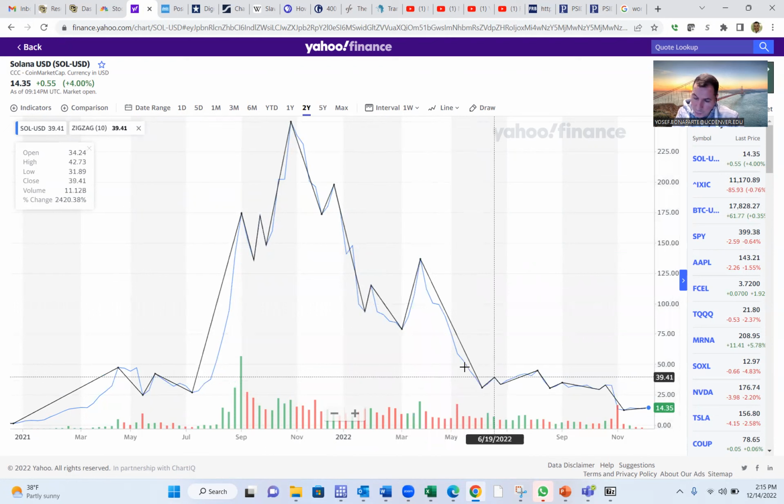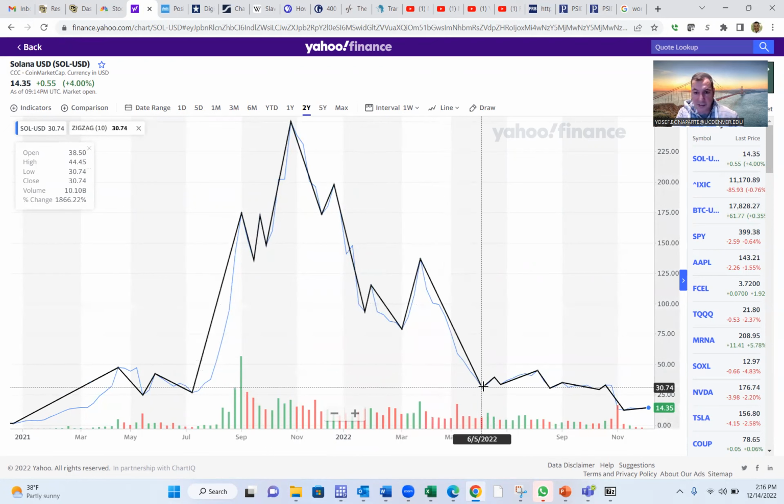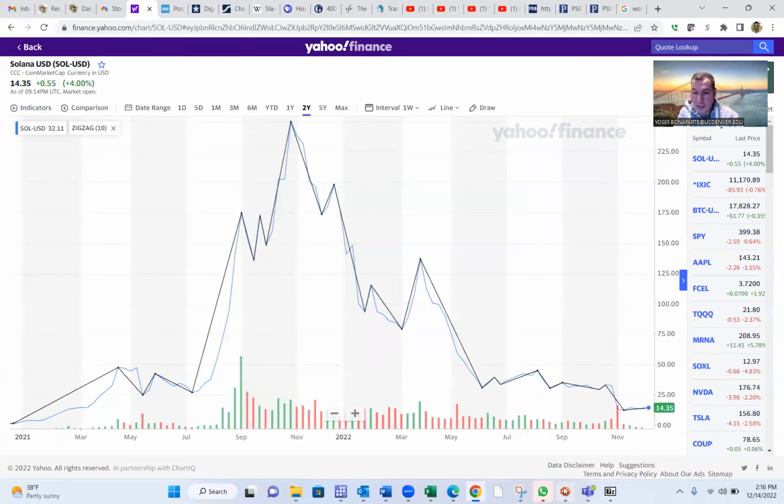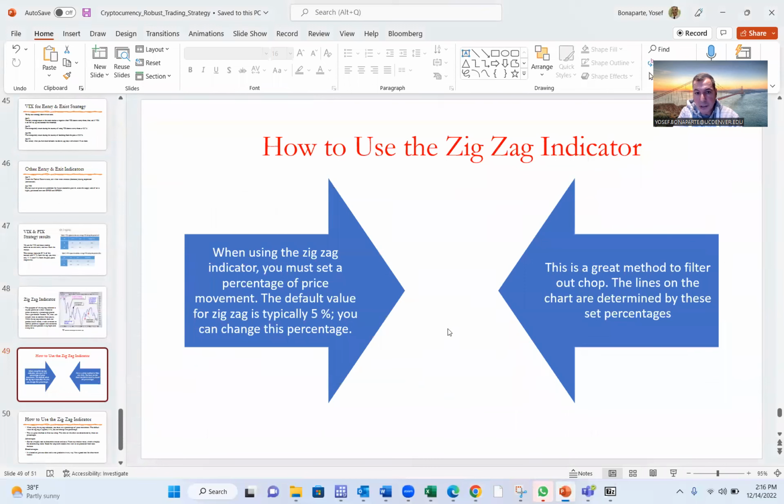And it gives you time to start making a profit. Like, you sell here, and you get that. That's the zigzag strategy. I like it. It's simple and easy to explain. When using the zigzag indicator, you must set a percentage of price movement. The default value is 5%.